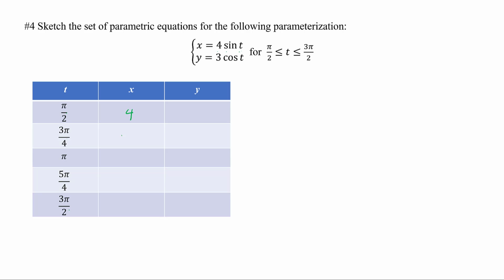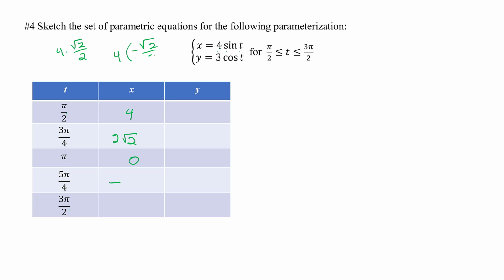So for 3 pi over 4, we're in quadrant 2. In quadrant 2, the sine is positive, and the sine of 3 pi over 4 would be square root of 2 over 2. 4 times square root of 2 over 2 is going to leave us with 2 square root 2. And then we move on to a t value of pi. The sine of pi would be 0. 4 times 0 is 0. That one's easy. 5 pi over 4, we're in quadrant 3. In quadrant 3, the sine is negative. We're going to have 4 times negative square root 2 over 2.